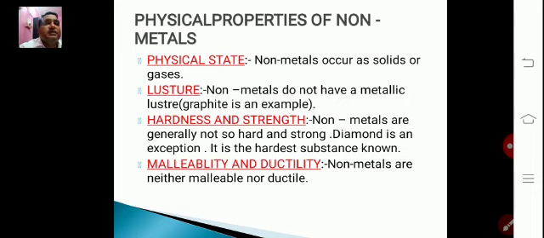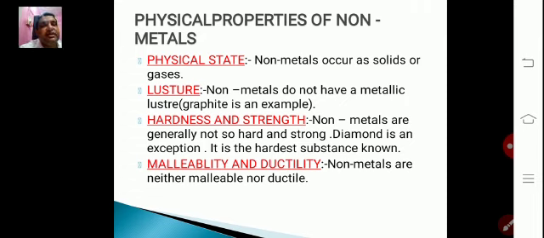The fourth characteristic physical property is that they are not lustrous. Non-metals are not lustrous, they are dull. This means non-metals are not shiny, they are dull in appearance. But one exception is also here: iodine is a non-metal having luster. Iodine has a shining surface like that of metals.